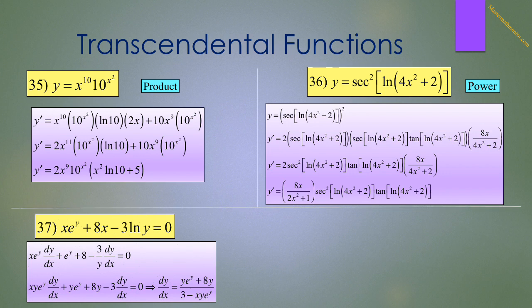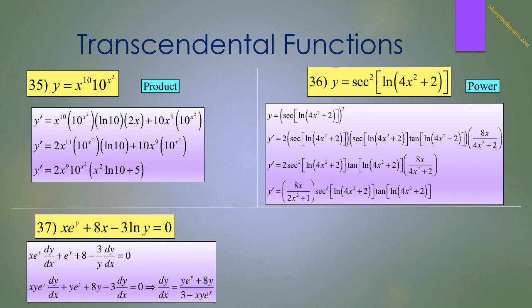37 gives an equation, x e to the y plus 8x minus 3 natural log of y equals 0. We want to find dy dx. There's no way we will do this problem explicitly, as solving for y is next to impossible. So we do it implicitly. x e to the y is a product, and we get x times e to the y dy dx plus e to the y plus 8 minus 3 times 1 over y dy dx is equal to 0.